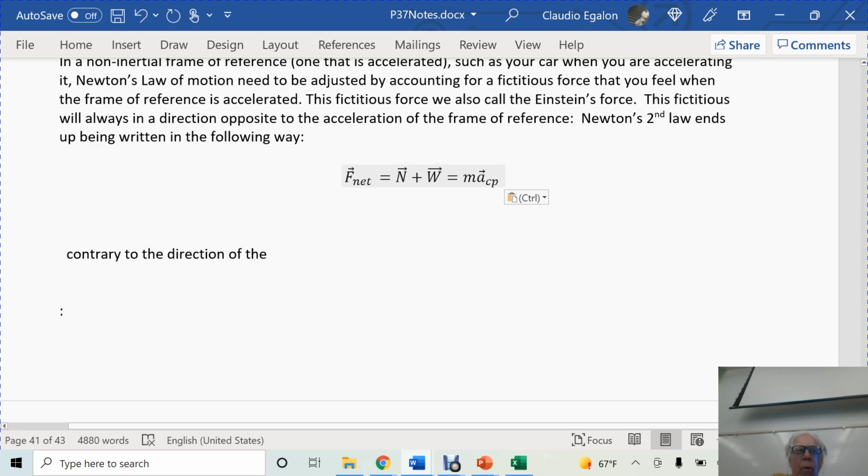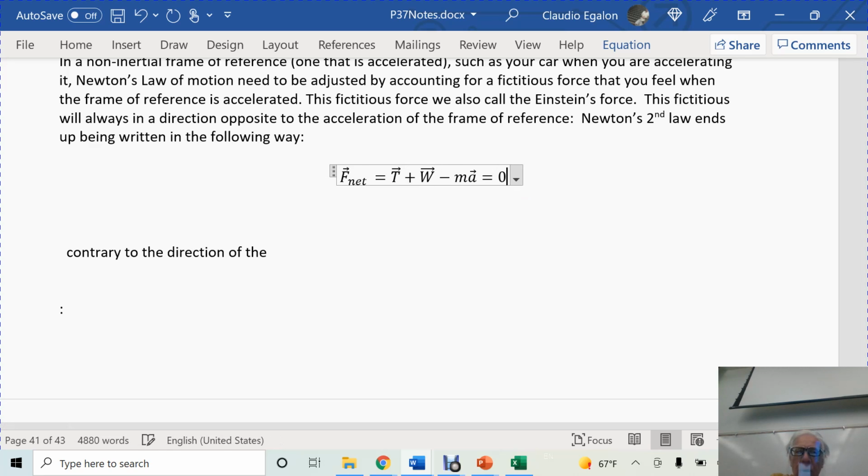is going to be equal, in that specific case, to the tension plus weight minus the mass times the acceleration of the referential, equal to 0. Okay, that's the fictitious force here, and that's how you usually solve the problem. It works in every case that we have done. Okay, so basically that's what I want to do.